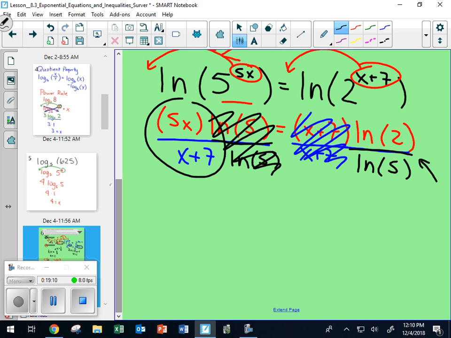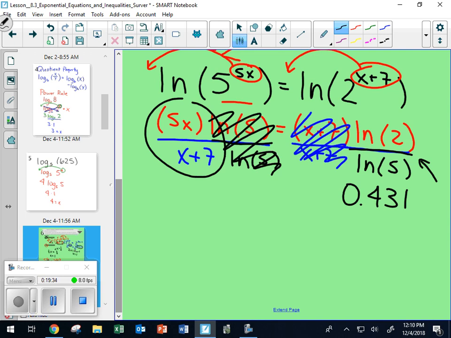And once somebody has the natural log of 2 divided by the natural log of 5, let me know. What you get, Olivia? 0.4306. Okay, I'm gonna go with 0.431. Did somebody else also get this and can agree?